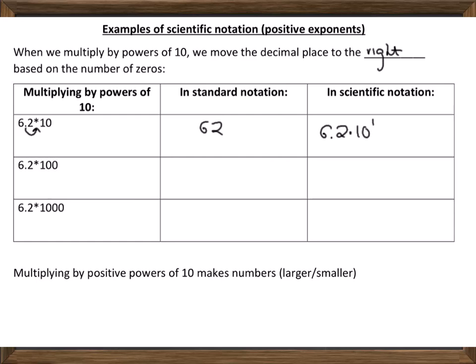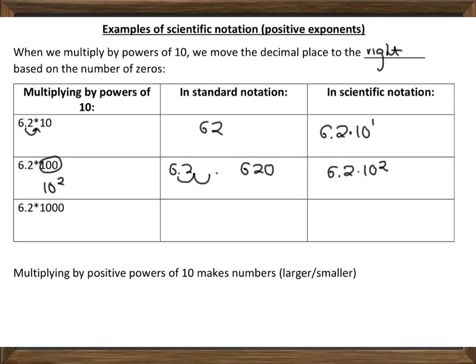What if I multiplied 6.2 times 100? Well, I would move the decimal over not once but twice, so it would become 620. And if I wrote that in scientific notation, I would write it as 6.2 times 10 to the second power. If you're wondering where the second power came from, 100 is, by definition, 10 to the second power. Another way to think about it is that 2 is telling me that I moved my decimal place over twice.